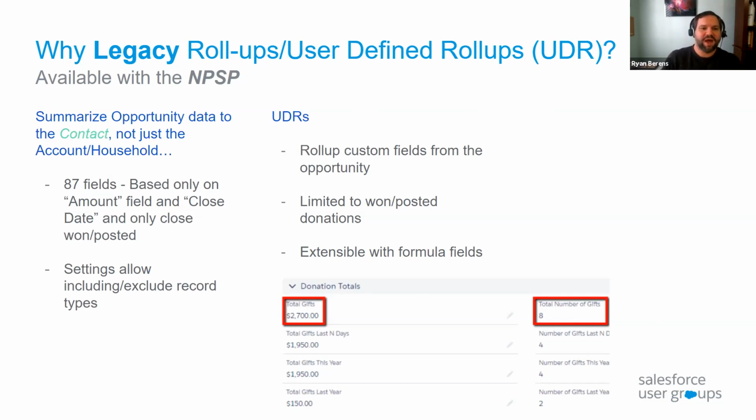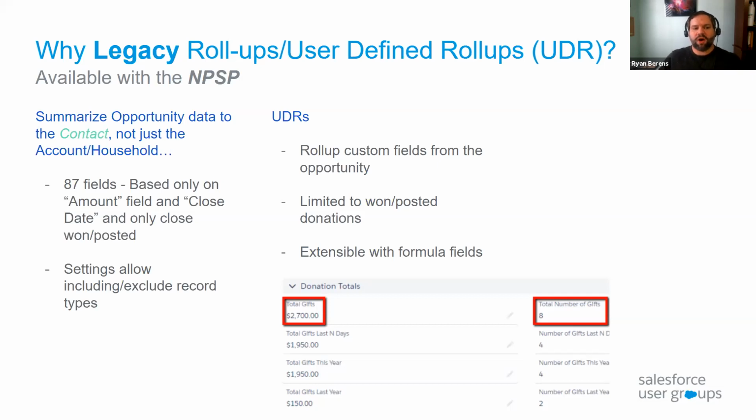That's so helpful. So legacy rollups are going to be in any org that was created before 2019, May. So legacy rollups have the same basic functionality. The NPSP brings 87 fields that are rolling up data. And if you do have an instance that was created before May 2019, you will have to turn on this new customizable rollup feature.